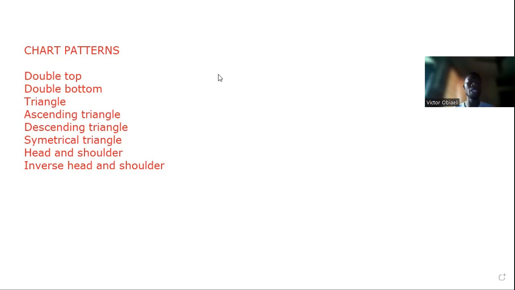And of these chart patterns, we have so many of them in the book Encyclopedia of Chart Patterns by Thomas Bulkowski. But the most important of all of them are the ones I highlighted. These occur almost every time on the charts: the double top, the double bottom, the triangle, the ascending triangle, the descending triangle, the symmetrical triangle, the head and shoulder, and the inverse head and shoulder.